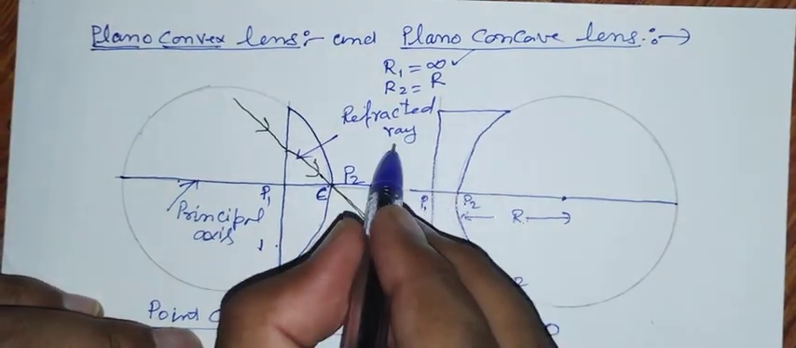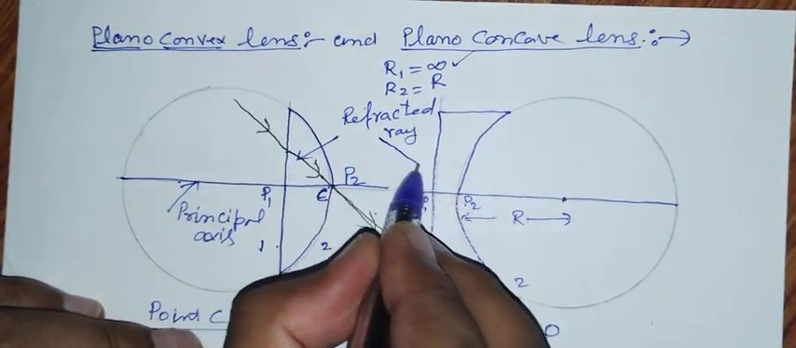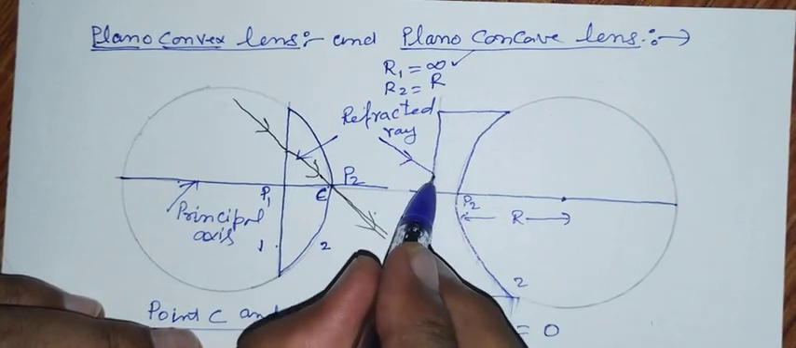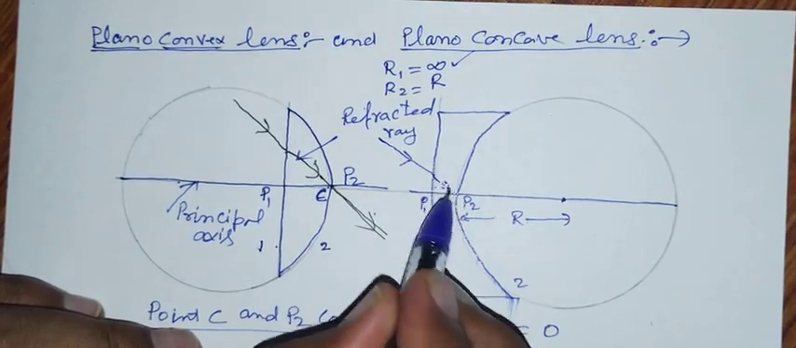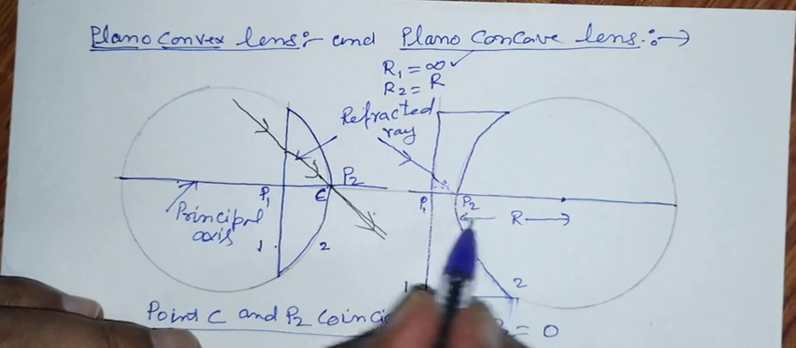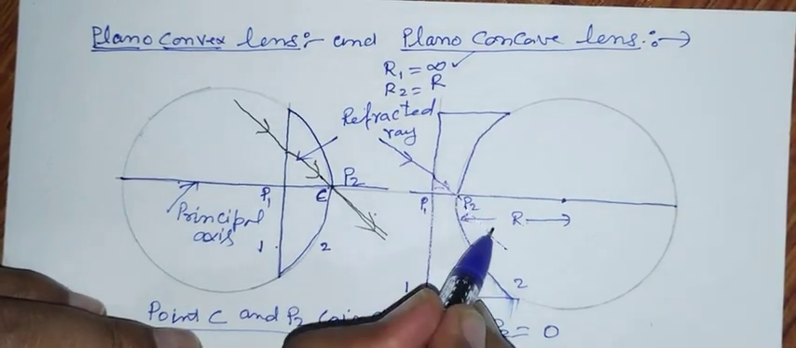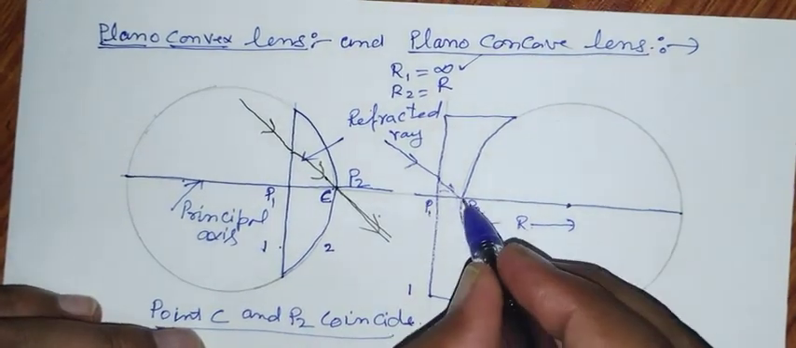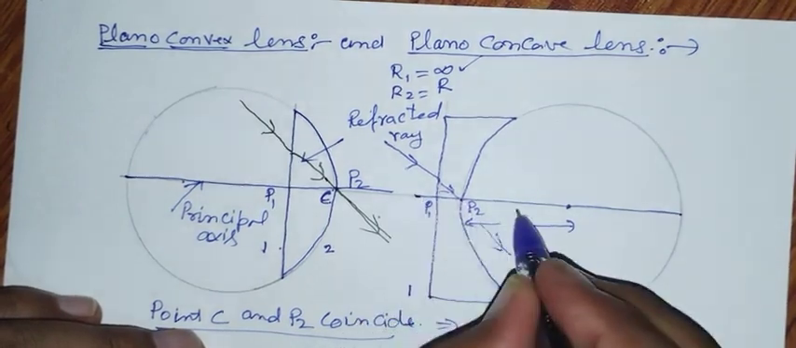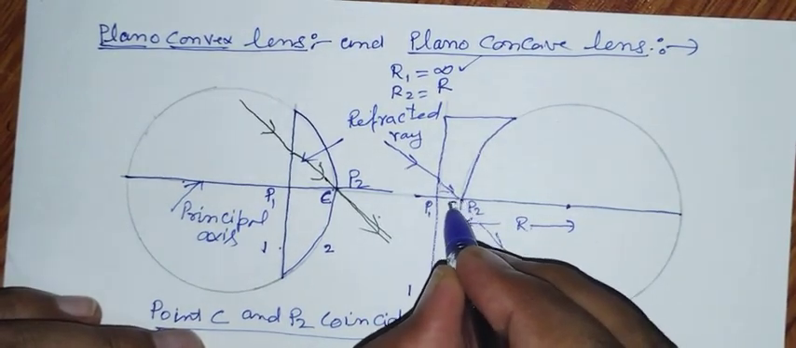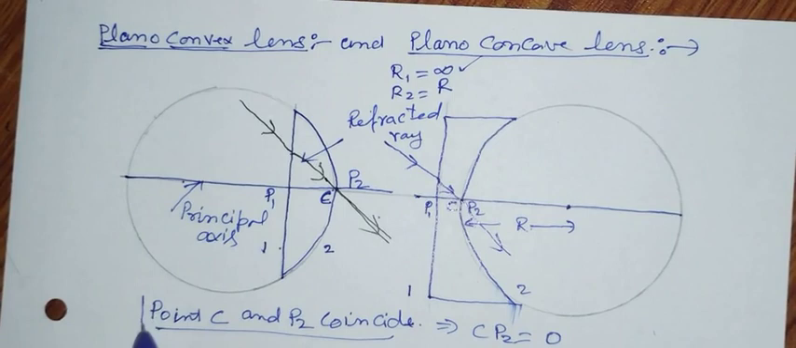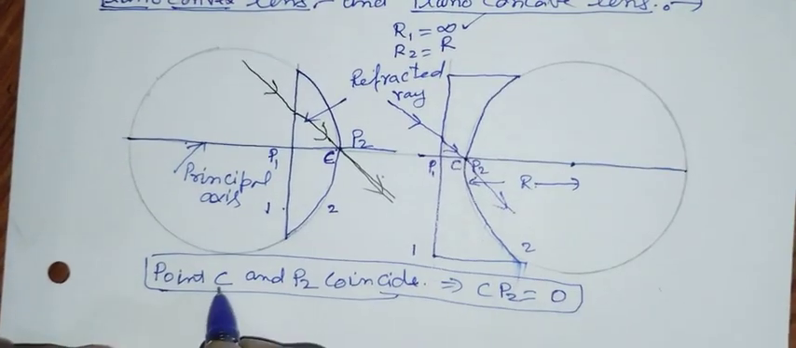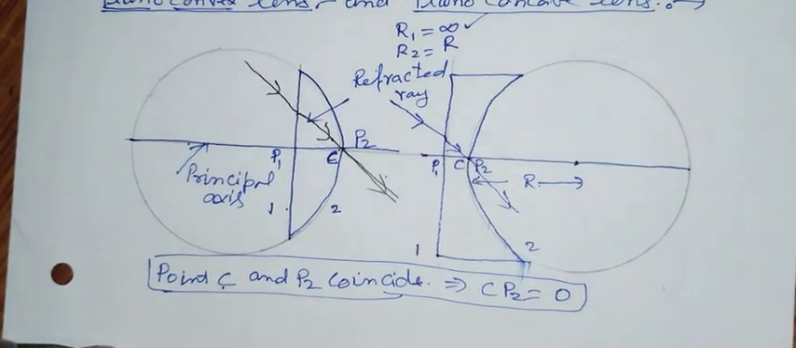Let us see the ray diagram here. Refracted ray, then emergent ray. Here see again, the principal axis and the refracted ray coincide with each other. This point also holds here: CP2 is 0 because C and P2 coincide.